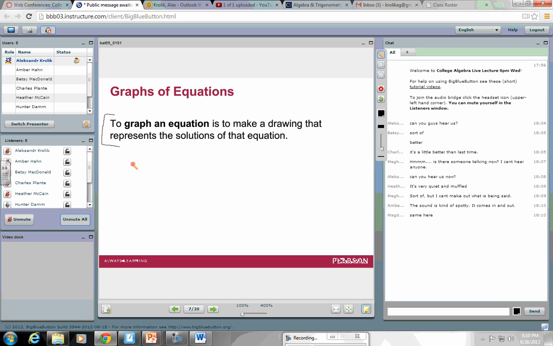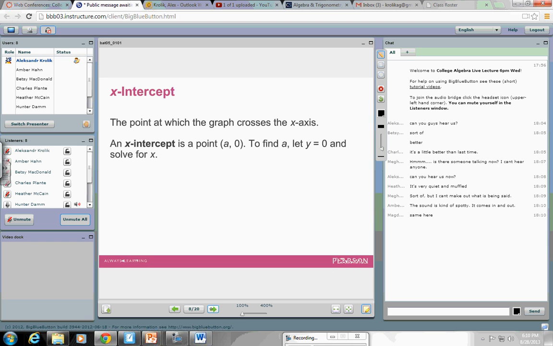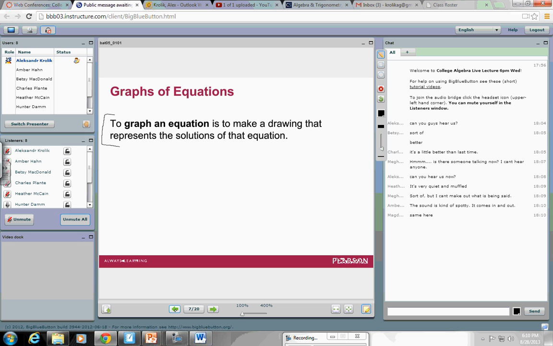Graphs are solutions to equations with two variables. So if we look at this example right here, if I'll put this problem on the board, 2x plus 3y equals 18. Can we find some solutions to this equation? So meaning we're looking for values for x and y that satisfy this equation. Can you give me some values for x and y that will make this work?